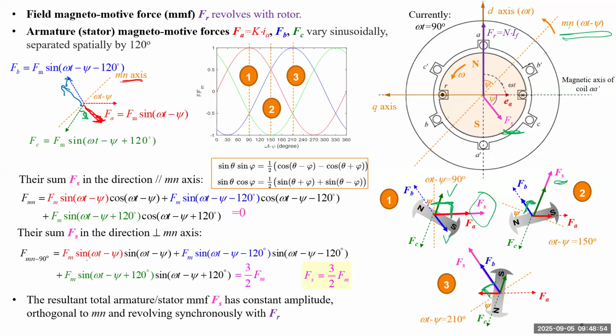All right, so far we have two magnetomotive forces determined. IFR is easier. IFR is always in the same direction as D. FS is orthogonal to the MN. MN is lagging D by psi, which means FS is lagging D by 90 degrees plus psi.